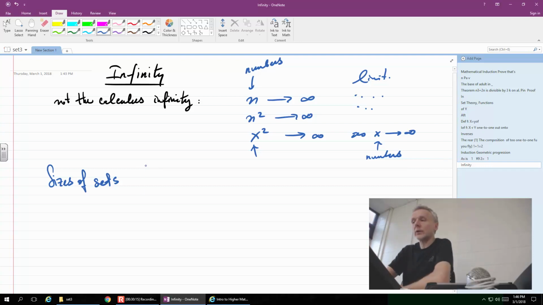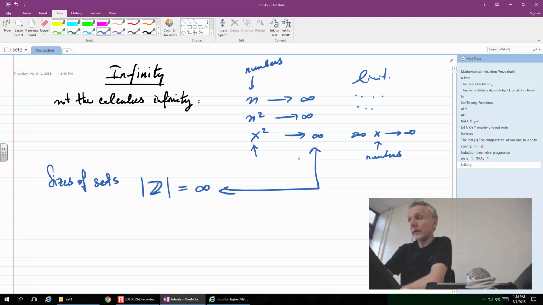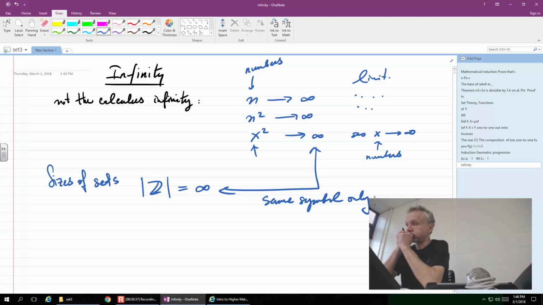A size of the set. We know that the size of how many integers there are, the answer is infinite. So in that sense, the symbol is the same symbol, but that's all the relation so far. I cannot connect them very quickly off the top of my head, this one infinity with the other infinity.